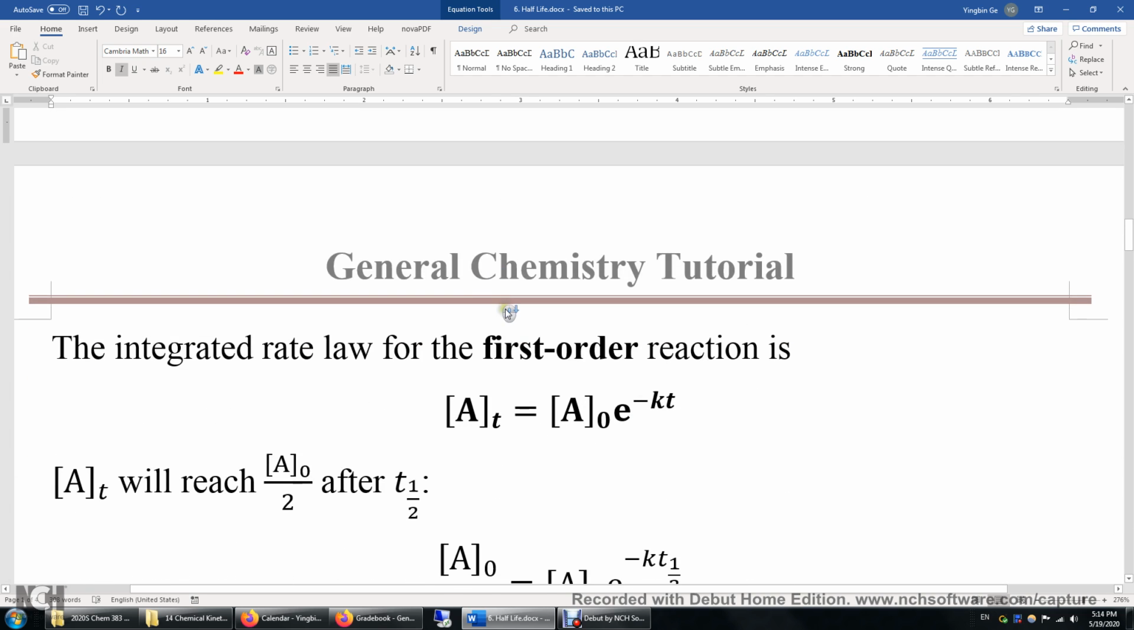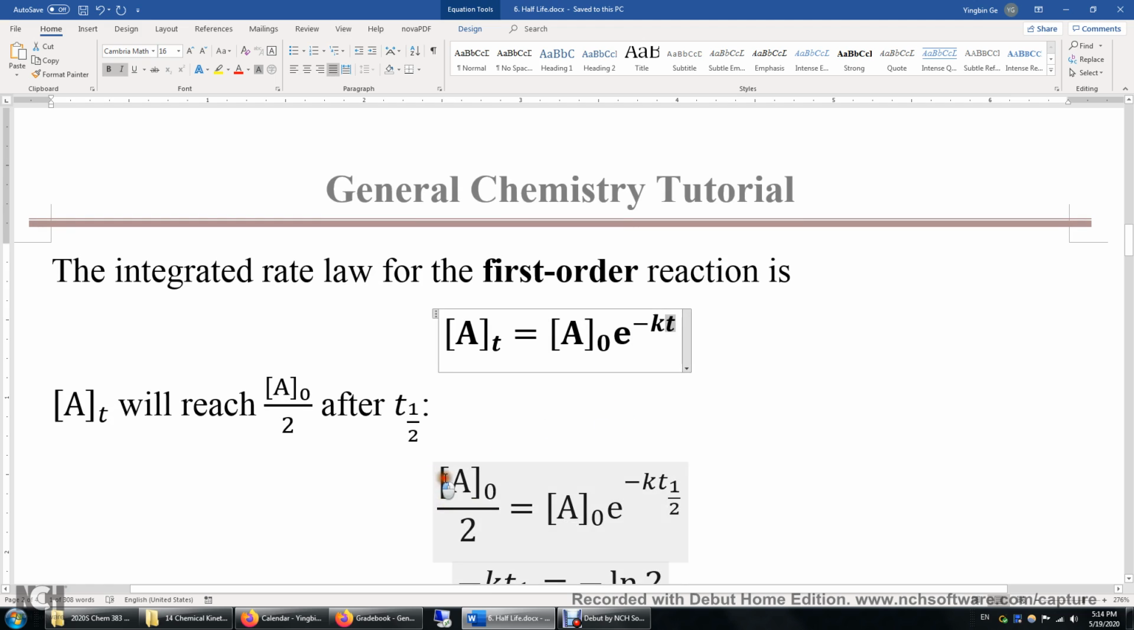What if we are dealing with a first order reaction? The integrated law is a bit more complicated. It's the concentration of A at time t equals the initial concentration of A times an exponential function, and this is e to the power of negative kt. Again, k is the rate constant, t is the time. So what we need to do is, again, replace this A sub t with 50% of A naught, and this t is t sub 1/2, the half-life. So we got something like this.